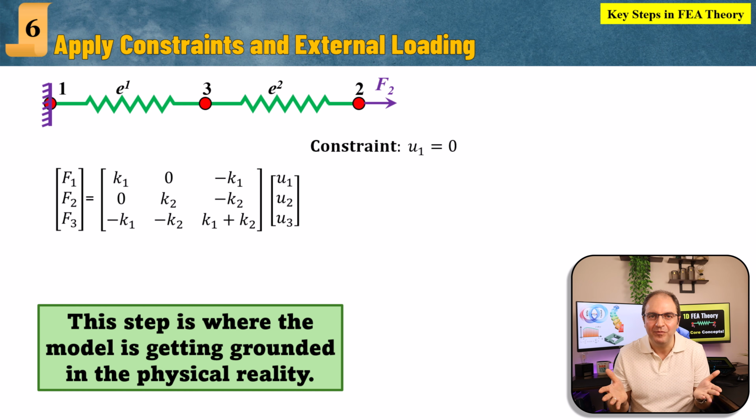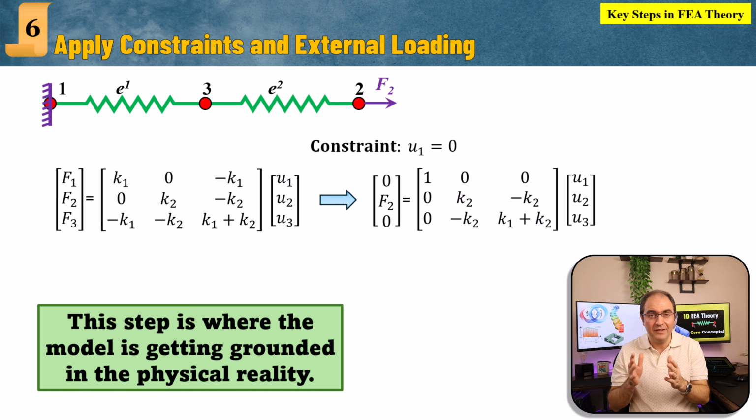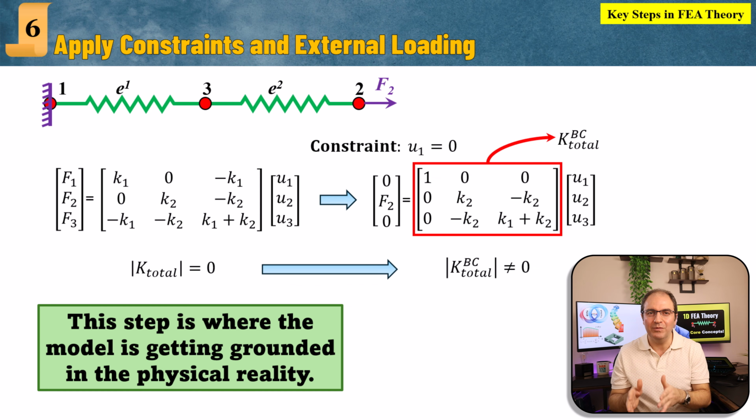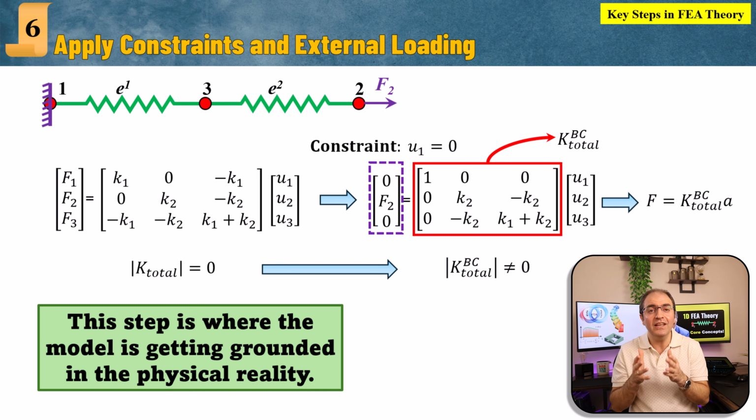What happens mathematically? When we apply this displacement boundary condition, the original total stiffness matrix, K total, which was singular and unsolvable, transforms into a new matrix with a non-zero determinant. We also update the force vector to reflect the known external load. In this case, a force F2 is applied at node 2 while all other nodal forces are set to 0. This gives us a new system of algebraic equations shown in matrix form as F equals K total with superscript BC times A. Visually, you can see on this slide how the constraint modified the total stiffness matrix.